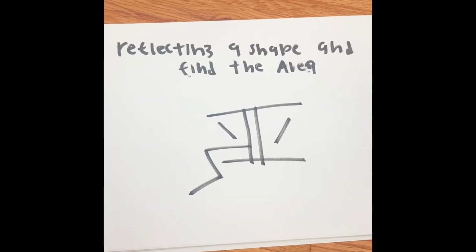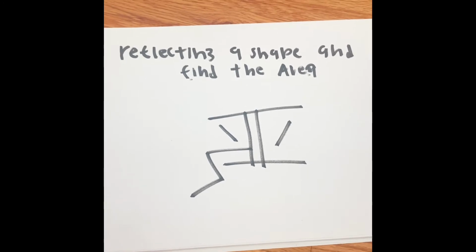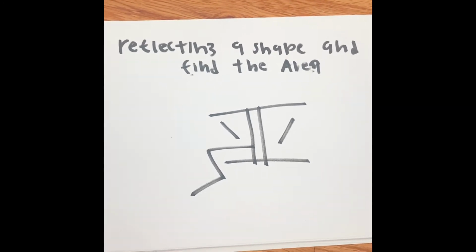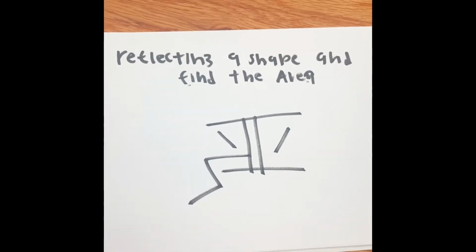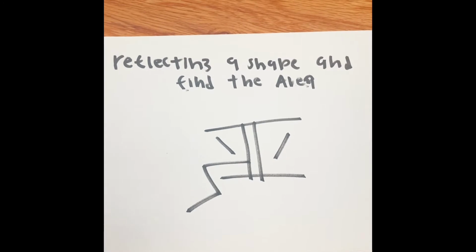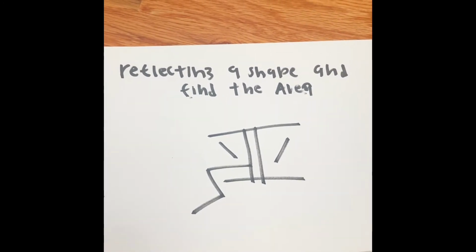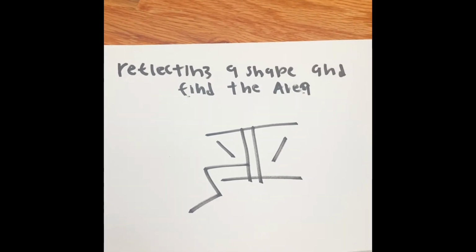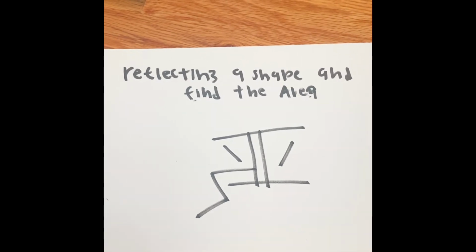Hey, South Carolina's Math and History, and we are going to be learning about reflecting a shape and finding the area. So, in geometry, our school is going to give us a test where it has reflecting a shape. Then we have to find the area of that shape. So, let's use an example where we will reflect a shape.